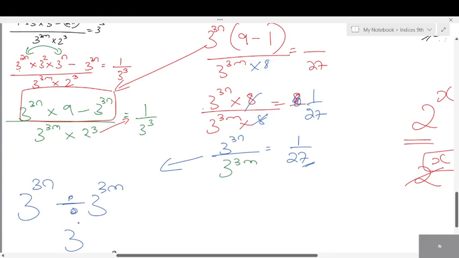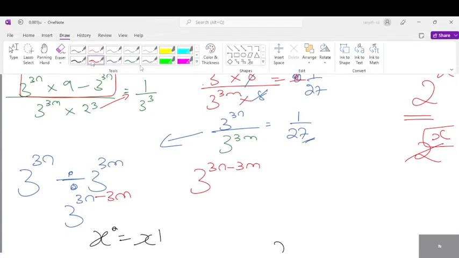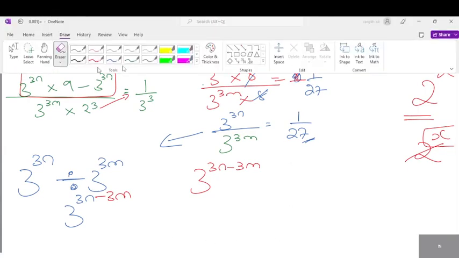How can I write it? 3 to the power of n, plus or minus? No, no, no. For division, minus. 3m. Okay, I'll write it as it is. 3 to the power of 3n minus 3m. What is common to 3m and 3n? 3 is common. Can I take it out?